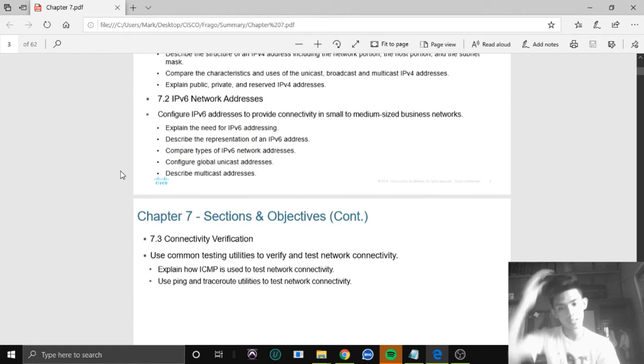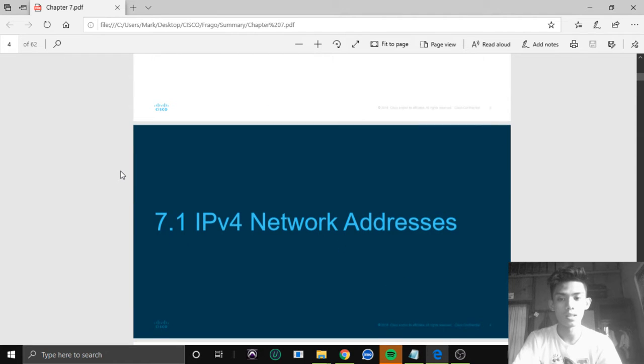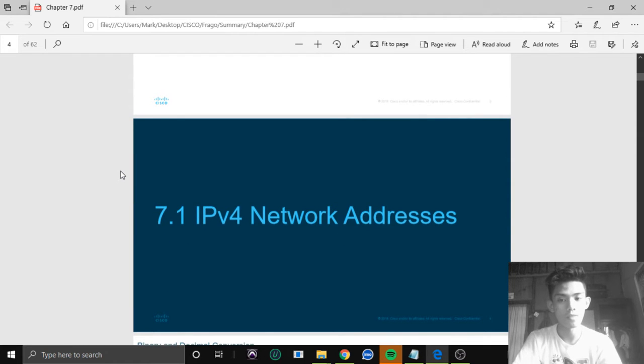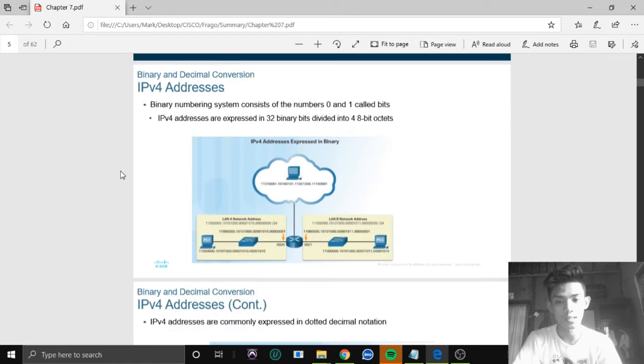So the sections and objectives of this chapter are connectivity verification. Use common testing utilities to verify and test network connectivity. We will need to explain how ICMP is used to test network connectivity, and use ping and traceroute utilities to test network connectivity. Then, IPv4 network addresses.